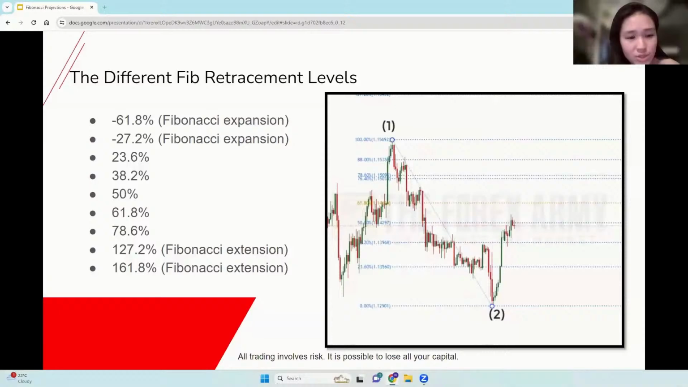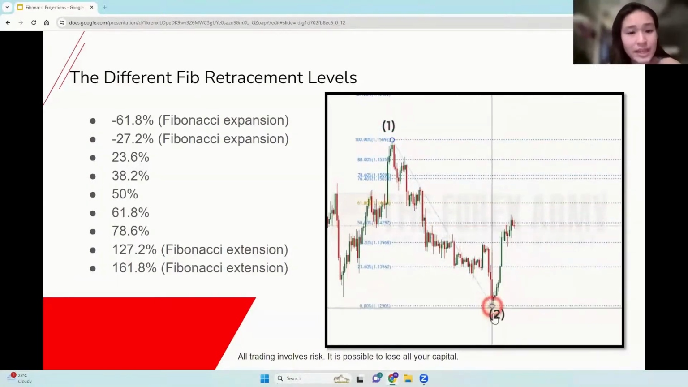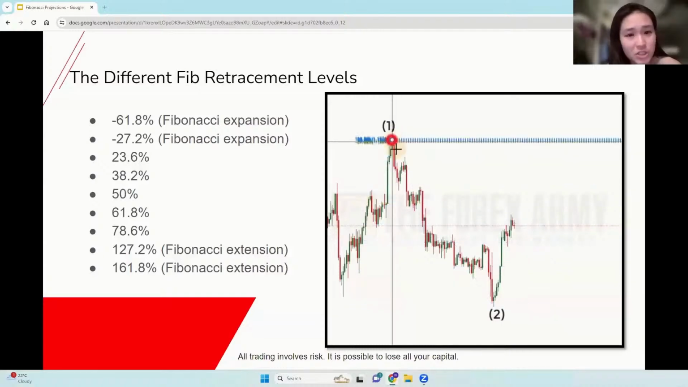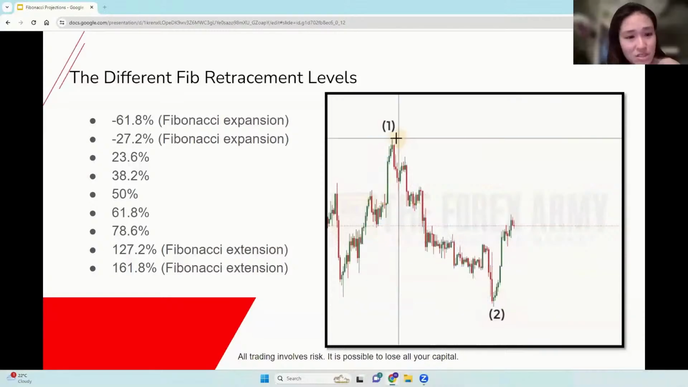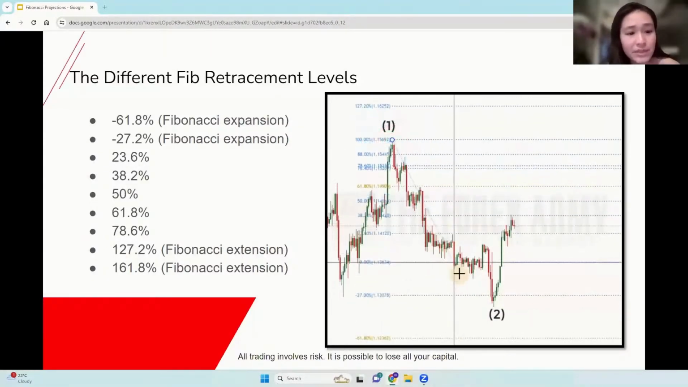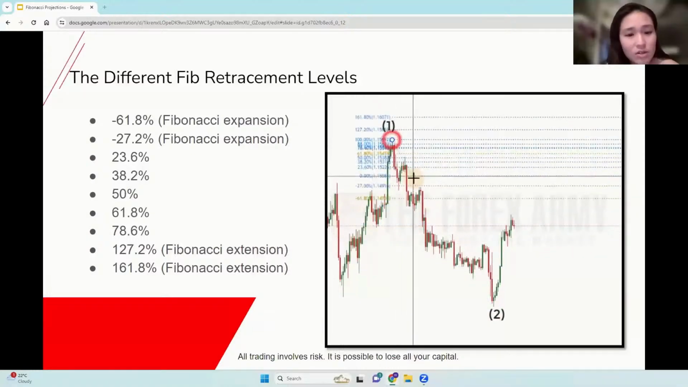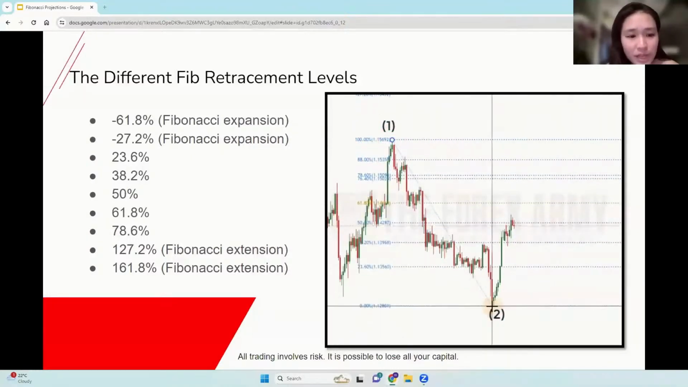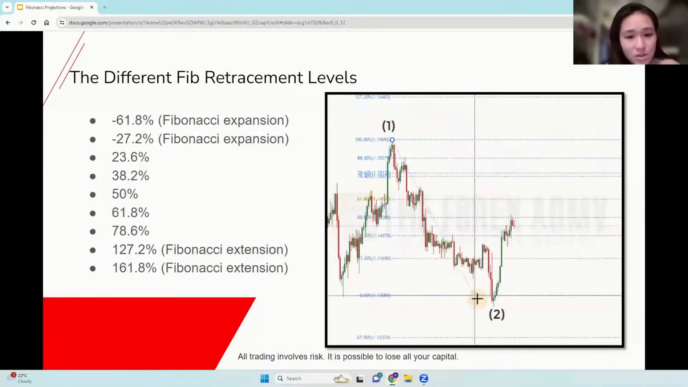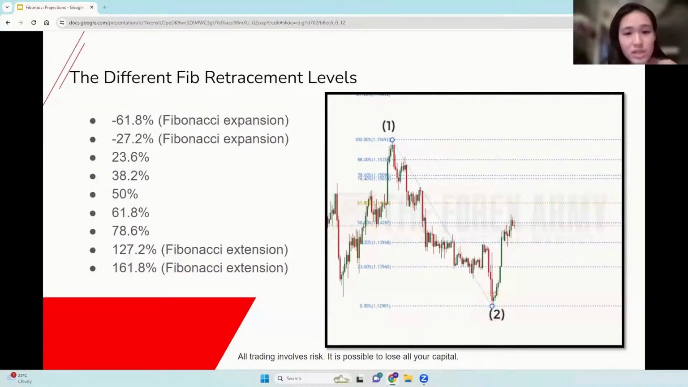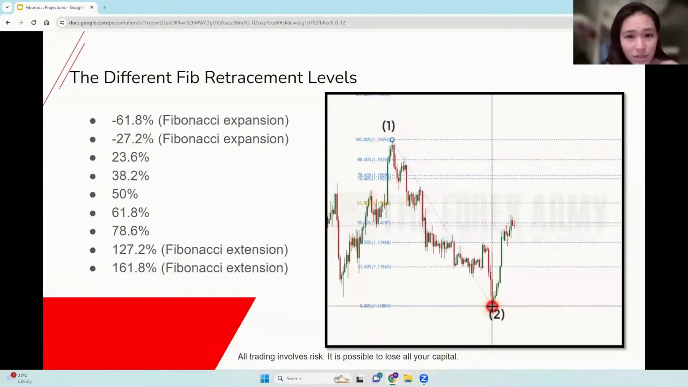The tool that's used is a Fibonacci retracement tool, but it can lead you to 3 types of Fibonacci techniques. Previously we talked about the expansions, which are the negatives. The mid-range, 23.6 to 78.6, are called the retracements, and those greater than 100% are the extensions. We went through these in our previous webinars, but if you'd like me to briefly go through them again, feel free to let me know in the chat.